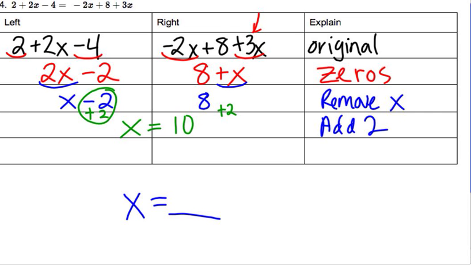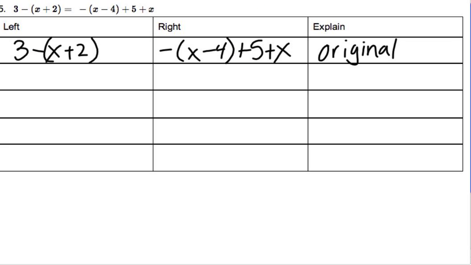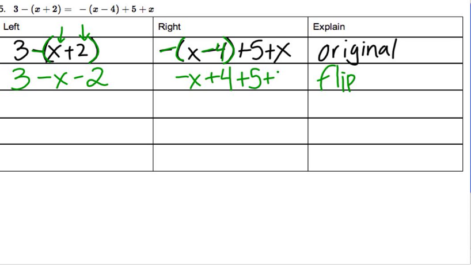Let's take a look at question number 5. Your first step should have been flipping, because you should have noticed the parentheses with the minus in front on both sides. So remember, everything else copies, but you flip the stuff in the parentheses. So x will become negative x. 2 will become negative 2. On the right, we flip as well, and we flip the x to negative x. But notice the 4 is negative, so it's going to flip to positive. And then everything else just copies down.